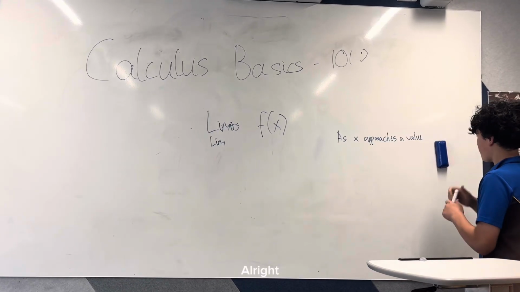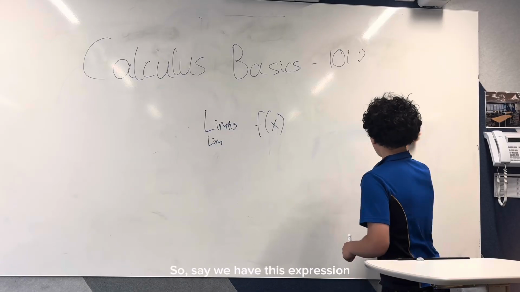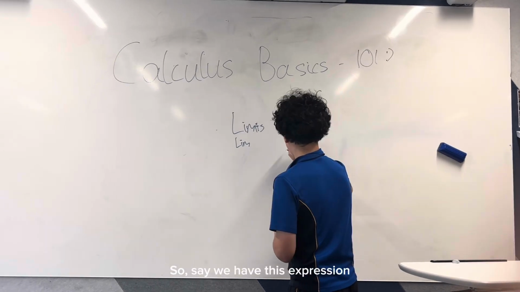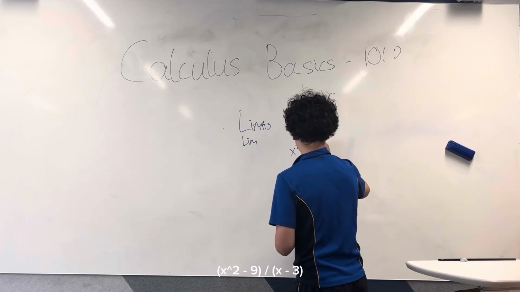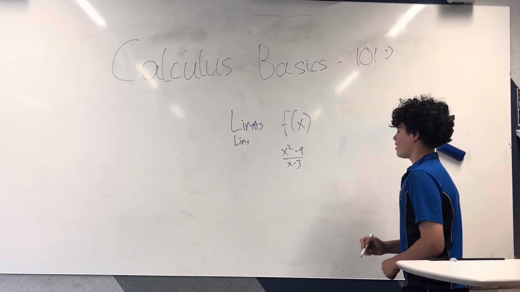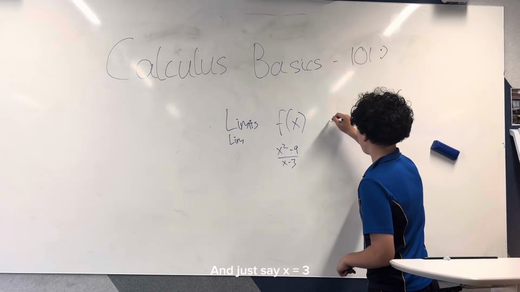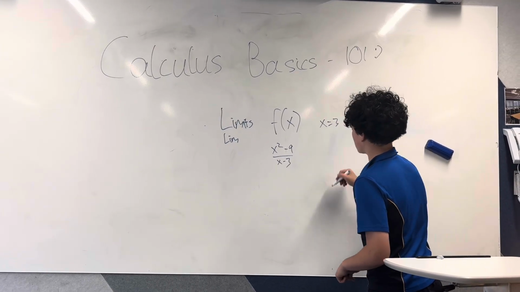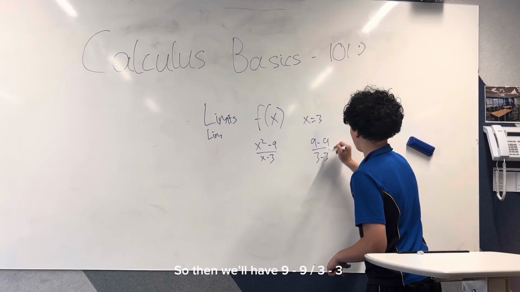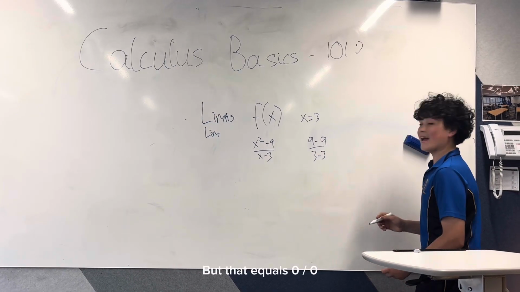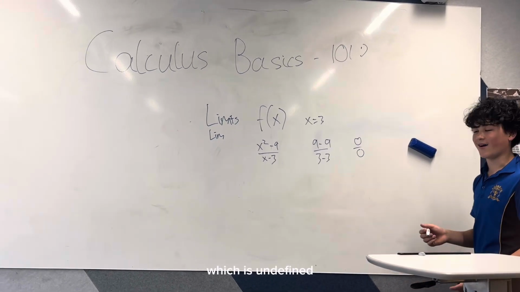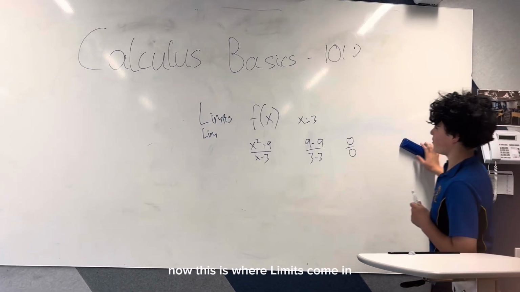Alright, so say we have this expression x squared minus 9 over x minus 3, and just say x equals 3. So then we'll have 9 minus 9 over 3 minus 3. But that equals 0 over 0, which is undefined. Now this is where limits come in.